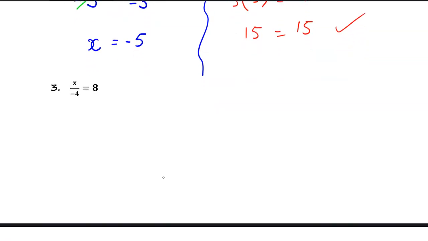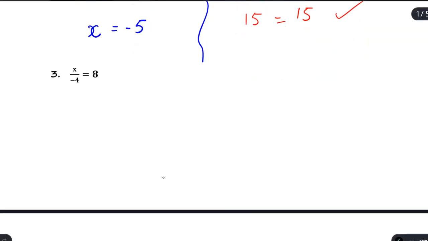Okay. So again, I will apply all of this concept throughout the entire lesson. So I will have x divided by negative 4 equal to 8. What I will do is perform the operation so that I can get just x isolated on one side of the equation. In this case, I divided by negative 4. In order to get rid of negative 4, I must multiply by negative 4 because division is the opposite operation of multiplication.